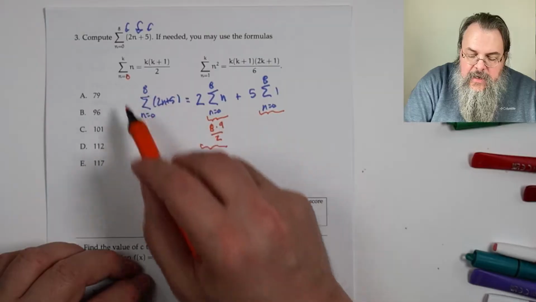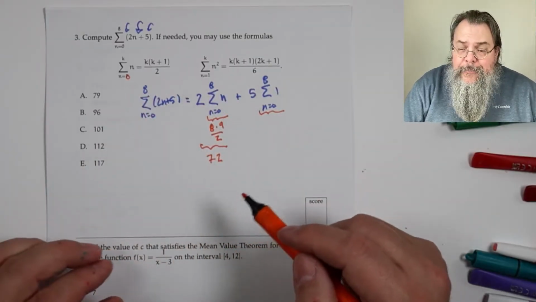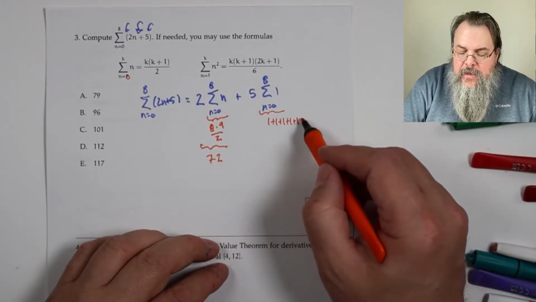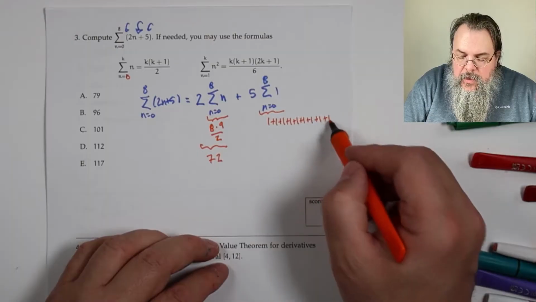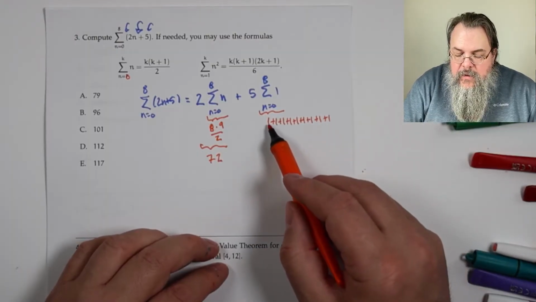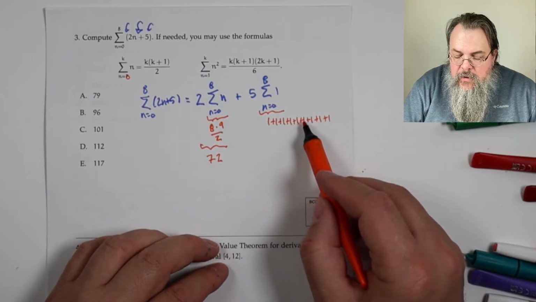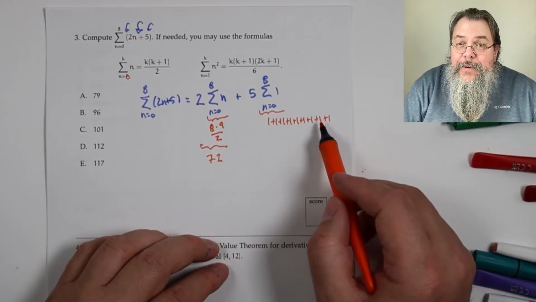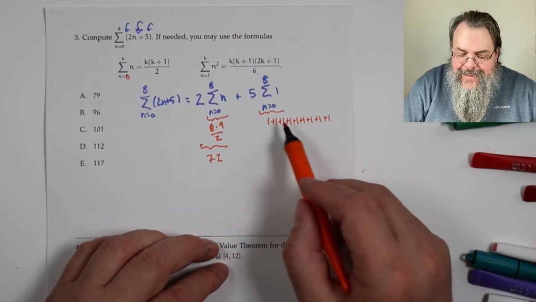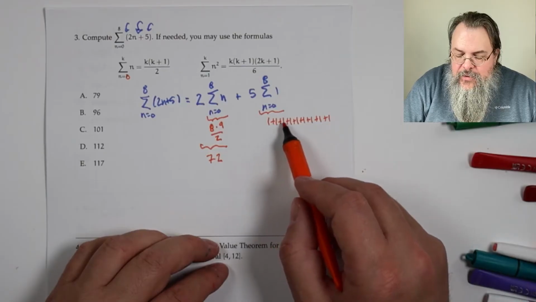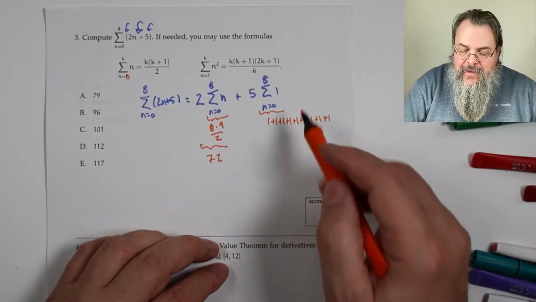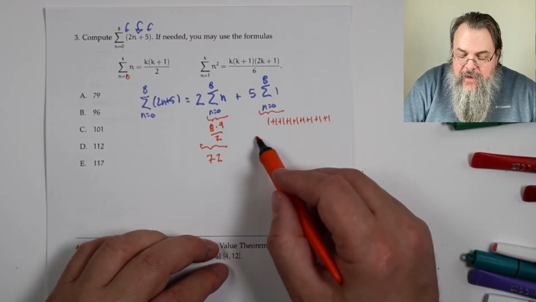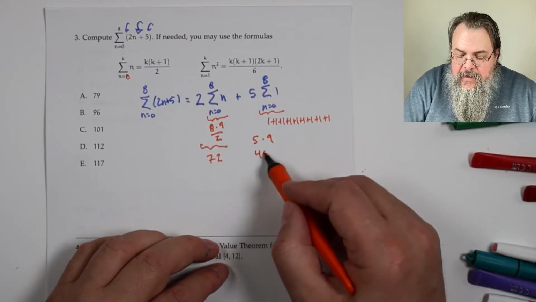Okay, great. Now, what's this? Well, we're not adding n, and we're not adding n squared. What are we adding? We're adding a 1 and a 1 and a 1 and a 1 and a 1 and a 1 and a 1 and a 1 and a 1. How many times? Well, 0, 1, 2, 3, 4, 5, 6, 7, 8. Now be careful. That doesn't mean there are 8 ones. How many ones are there? 9, because we started at 0. There's 1, 2, 3, 4, 5, 6, 7, 8, 9. So this sum is 9. So this is really 5 times 9, which is 45.